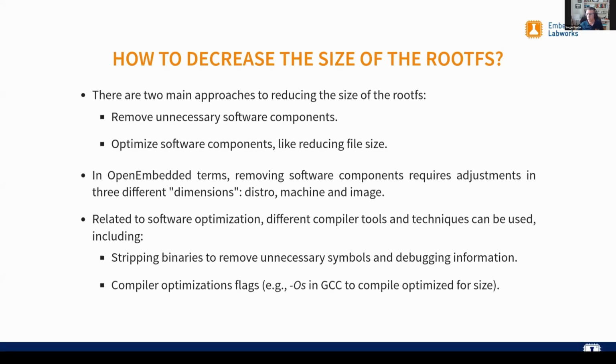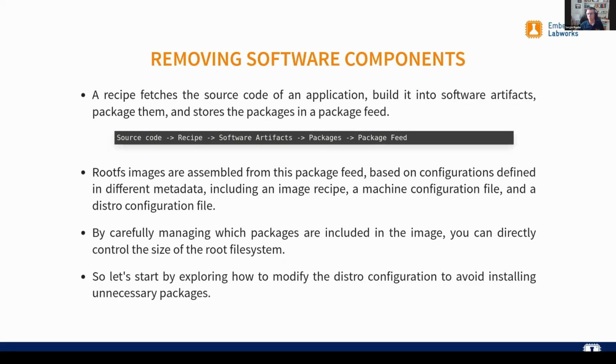So you have to work with the three dimensions, and we're going to talk about this here. About software optimization, basically you have to work with the compiler and different compiler optimization options to decrease the size of the binary. Or maybe you could also replace binaries with implementations that are smaller. So that's another option as well. Let's talk first about removing the components from the system.